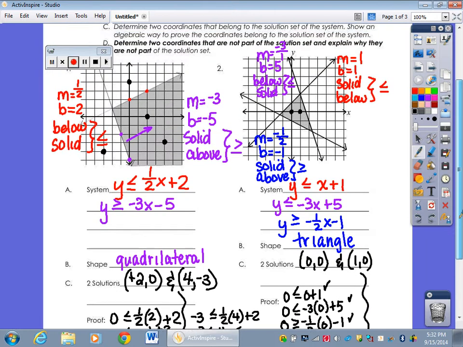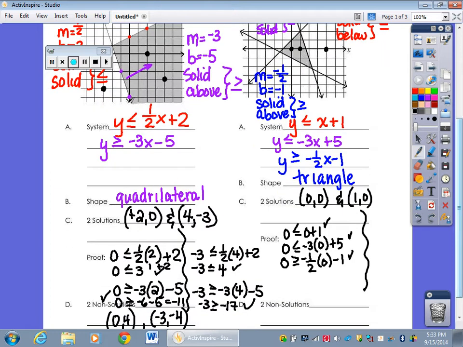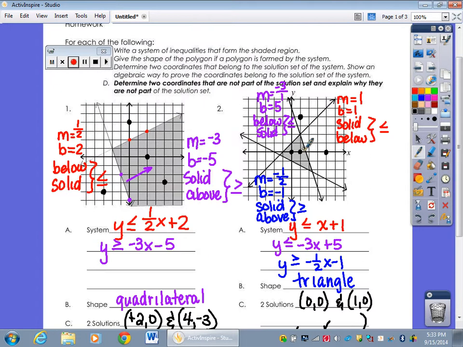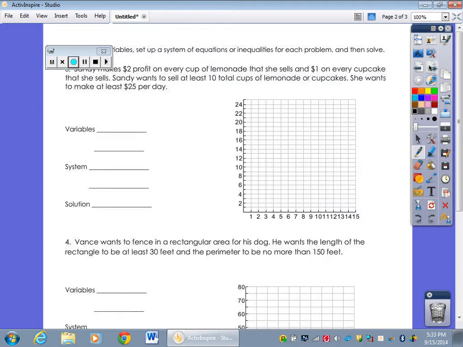Okay, for 2 non-solutions, you've got a whole list of things because everything outside works. So let's do this one and let's go that one right there. There should be outside. So we've got 1, 2, 3, 4. (4, 0) is not a solution. And that other one was what, (1, 5)? (4, 1), (4, 4). Or (1, 5) for that matter. Okay? All right, on the back, we need to write the system and then solve it and graph it.